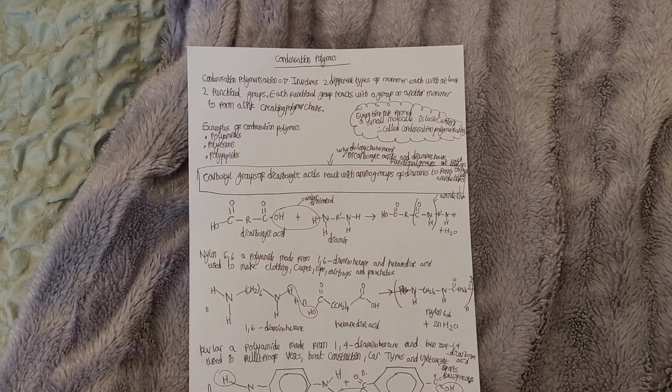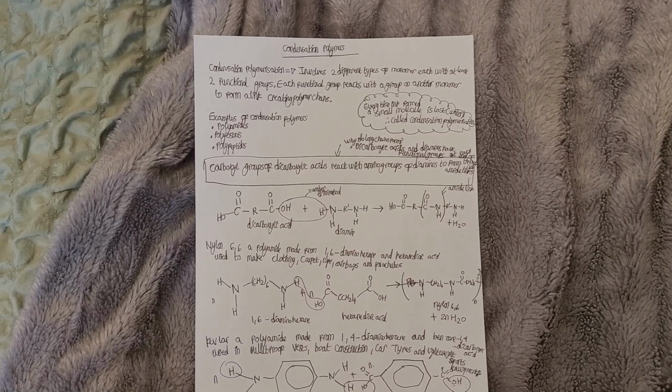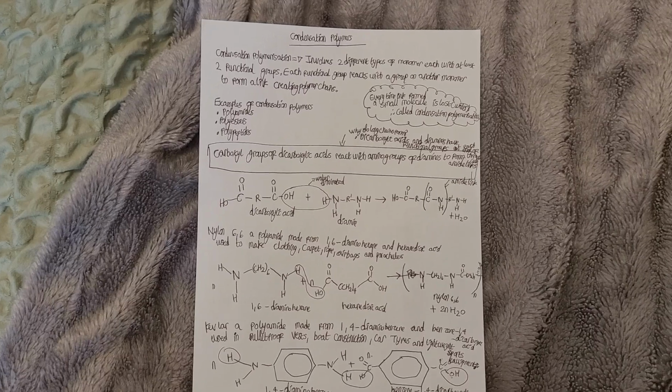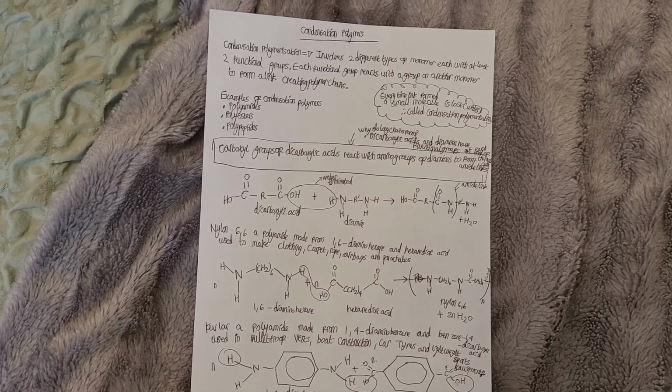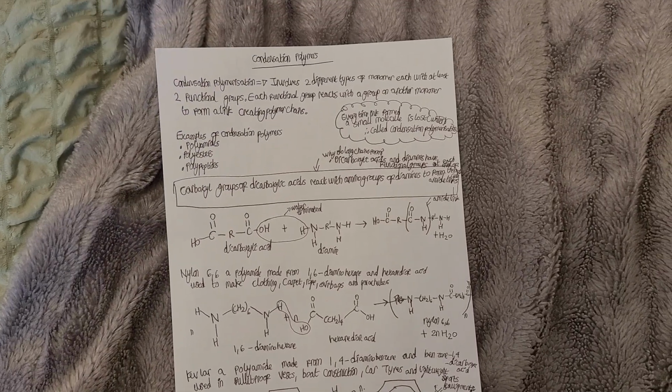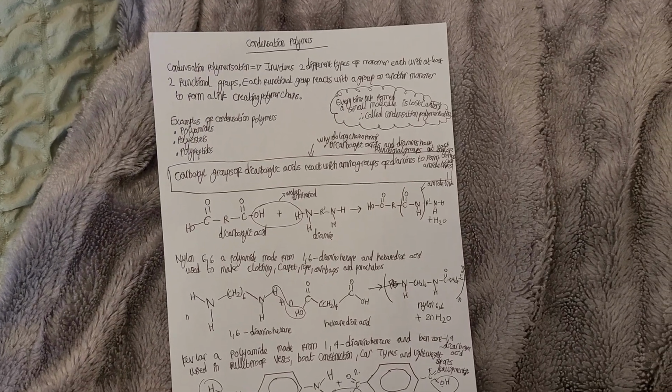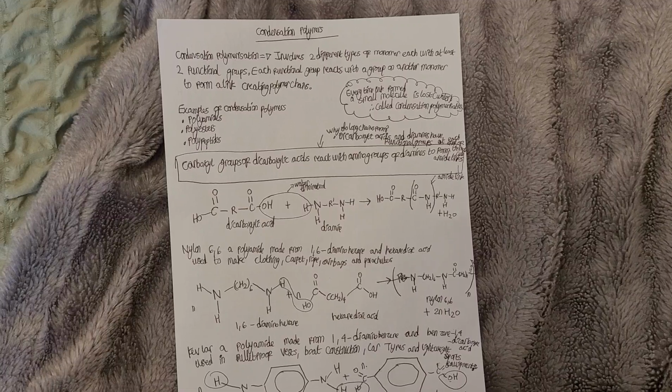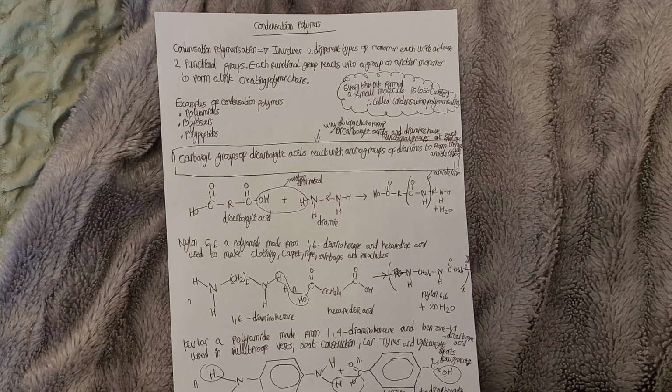It involves two different types of monomers, each with at least two functional groups. Each group reacts with a group on another monomer, forming a link, creating polymer chains. Examples of condensation polymers: polyamides, polyesters, polypeptides.